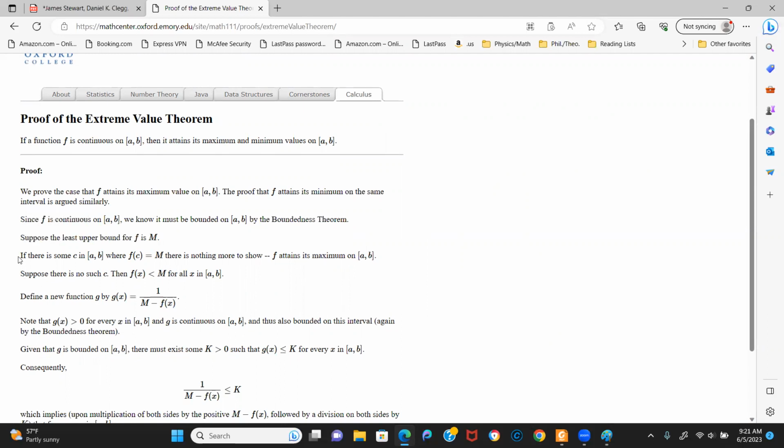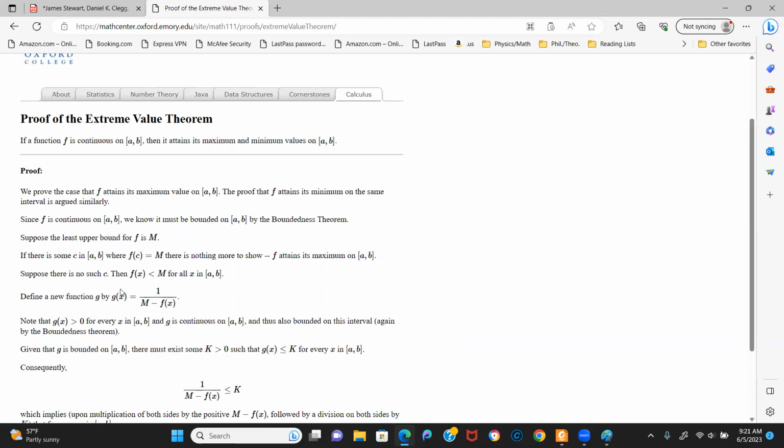And what we want to do is to show that there exists some C such that f of C equals this upper bound. And once you do that, you're done. As I say, once you can show that, there's nothing more to do. You've just shown that f attains its maximum on an interval. So that's what we want to do. We want to show that there exists a C in this interval such that f of C equals M.